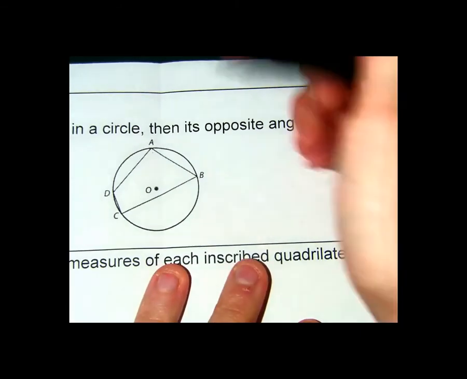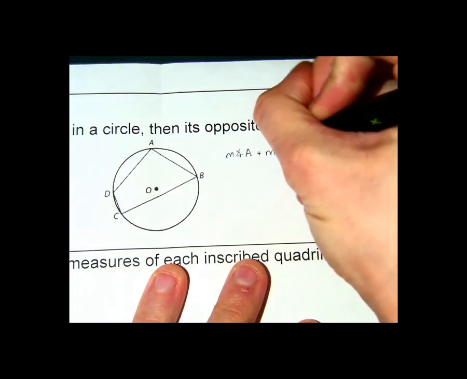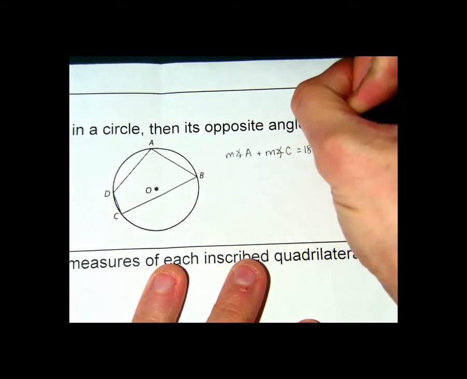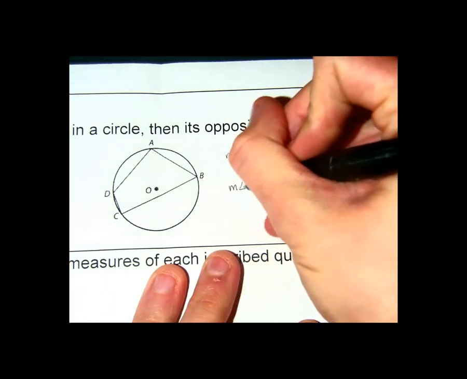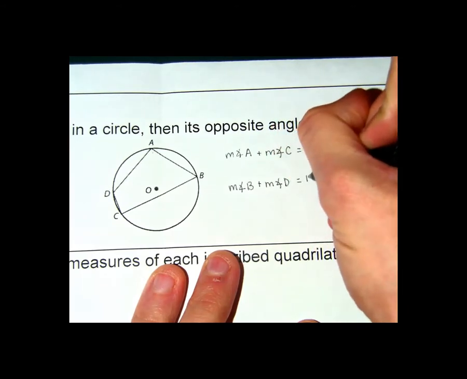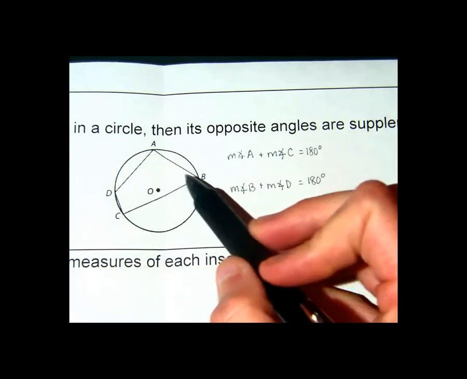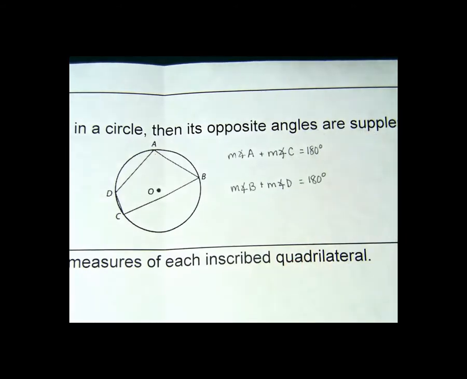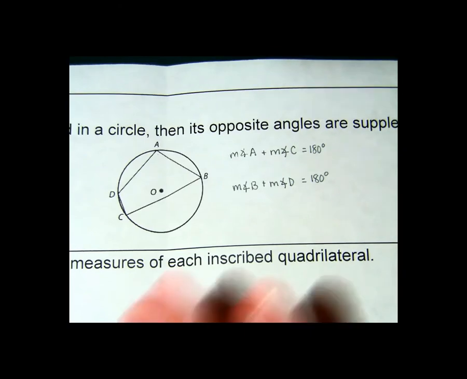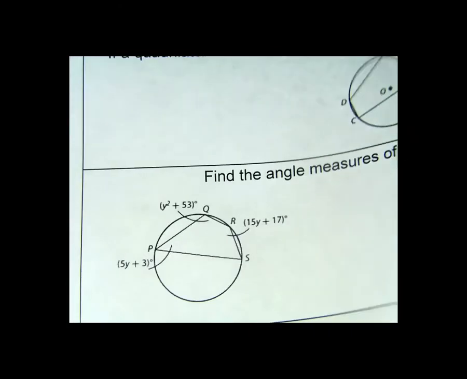So in this example, the measure of angle A plus the measure of angle C is equal to 180. And the measure of angle B plus the measure of angle D is equal to 180. So those are our two items that we have there. There are also 360 degrees inside of a quadrilateral, which is why this ends up being true anyway. But we're going to use that to find these angle measures, and all of our work today is going to be based on these two formulas. So let's look at this first one here.